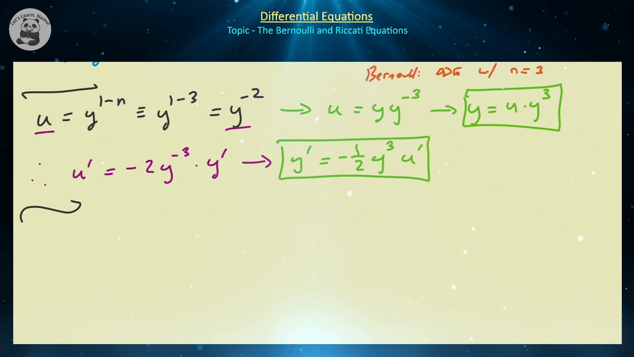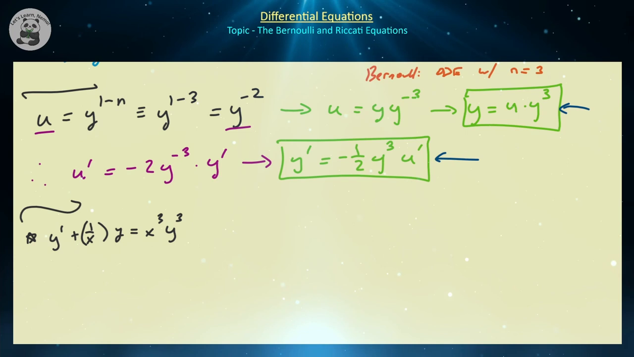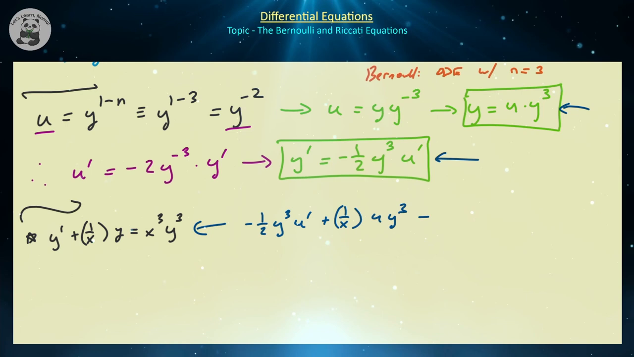So our original differential equation was y prime plus 1 over x times y is equal to x cubed times y cubed. Using these two substitutions that we've derived here, what we have is y prime, which is another name for minus 1 half y cubed u prime, plus 1 over x times y, which has a new name, u times y cubed, and that's going to be equal to x cubed times y cubed.